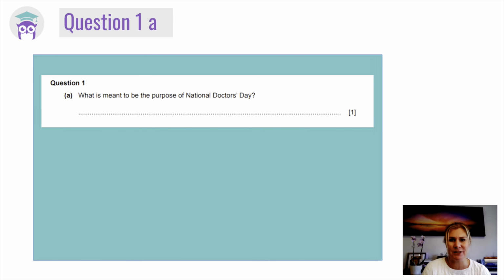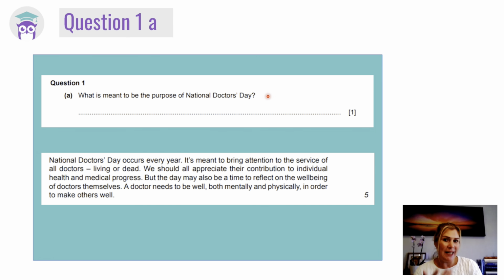So the first question is worth 1 mark. What is meant to be the purpose of National Doctors' Day? Now, as I said before, the text questions tend to be in chronological order, so we know that it's going to be in that opening. And this is the only question that doesn't give us a line number. Now, it's really important that you make sure that you understand exactly what the question is asking of you. So what is meant to be the purpose of National Doctors' Day, as in what is the day for? Yeah, that's what it's asking.